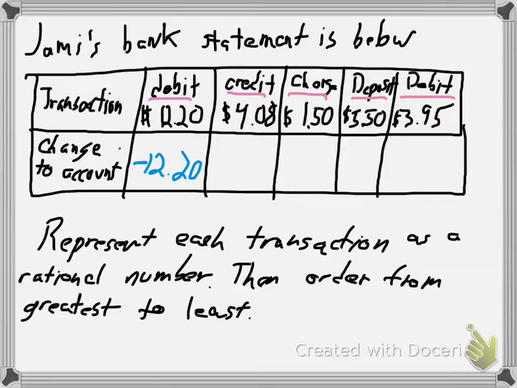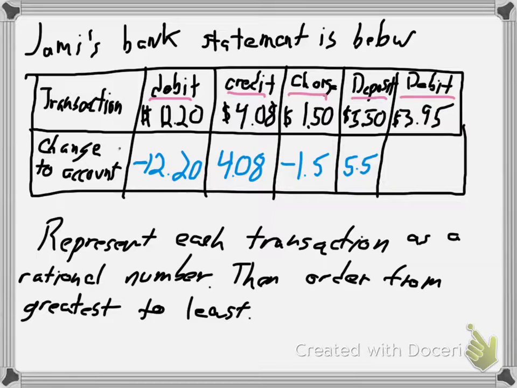Okay, credit. If you have a credit, that means you're being given something. So if you're getting something, that's going to be a positive number. So if it's a credit of $4.08, we're going to have a positive 4.08. Okay, now I'm going to think of a charge. If I have a charge, that means I'm spending that money, so I'm losing it. So a minus 1.5 or 1.50. If I have a deposit, okay, that means we're putting money in, so we're gaining money, so that's a positive 5.50 or 5.5.